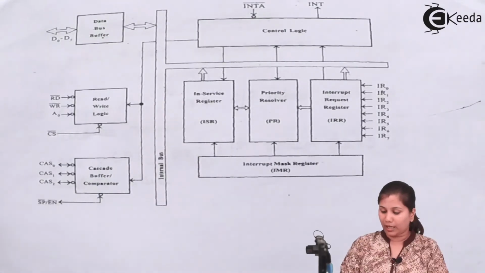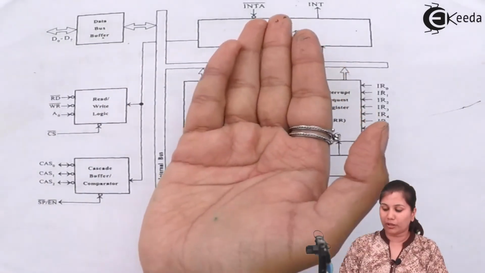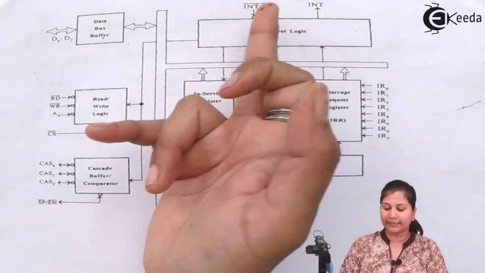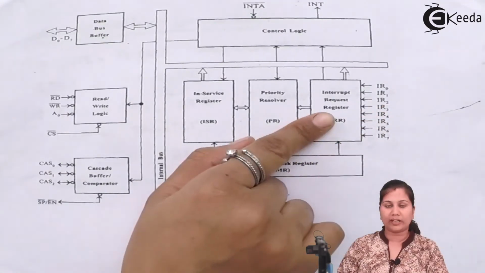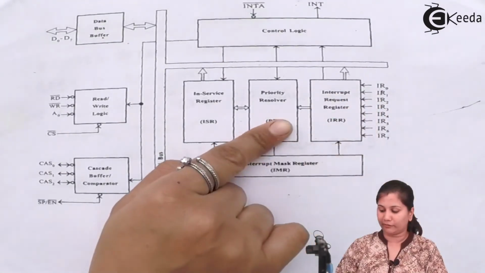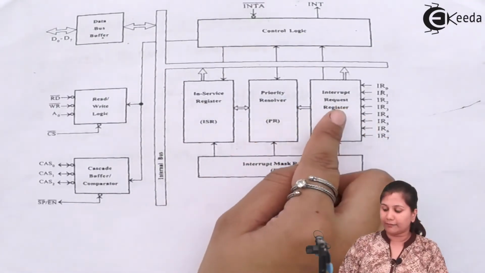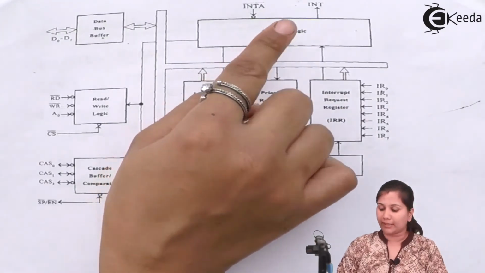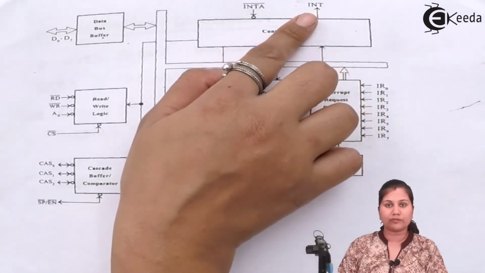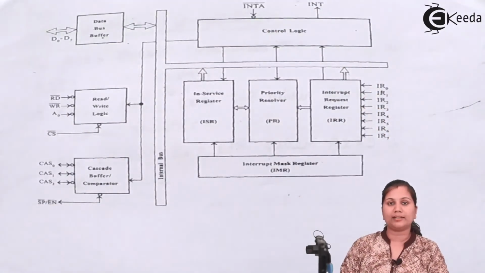Now we are left with the control logic block. This control logic block has two signals, INT and INTA bar. When an interrupt request is given to the 8259 and the priorities are resolved, this information is given to the control logic block, which generates the signal INT, and this interrupt signal is going to interrupt the microprocessor.